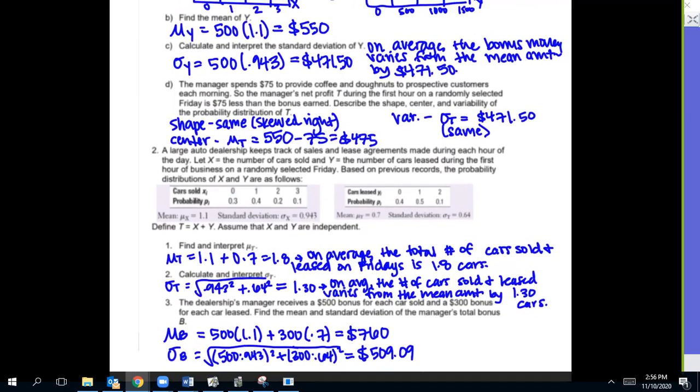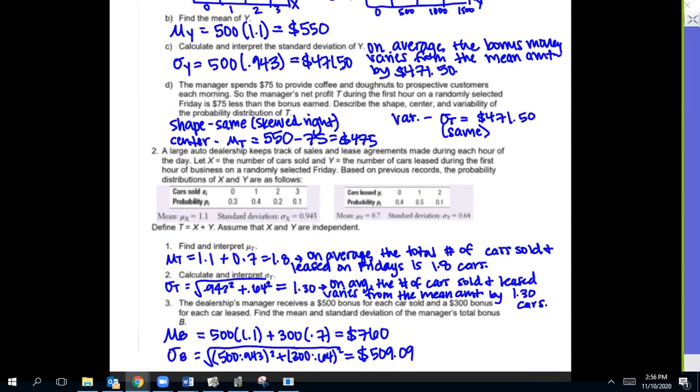And then on number 2, we were adding the distributions together. So we use those formulas where we add them. For the means, we can just add. For the standard deviations, we have to add the variances instead. So we square them, add them, and then square root that to get back to standard deviation.